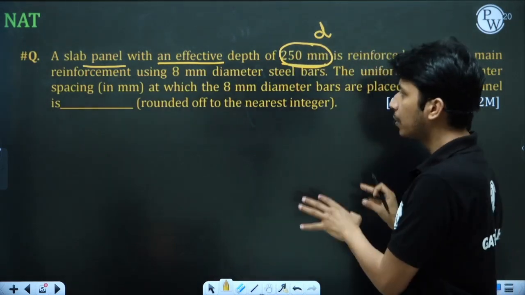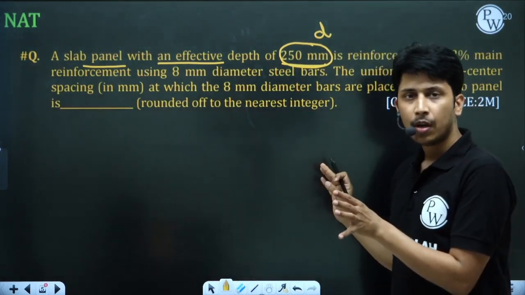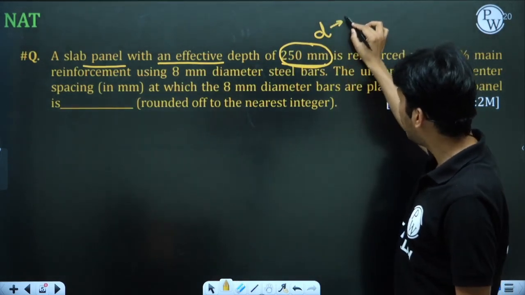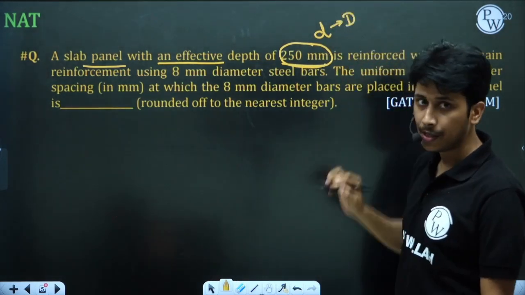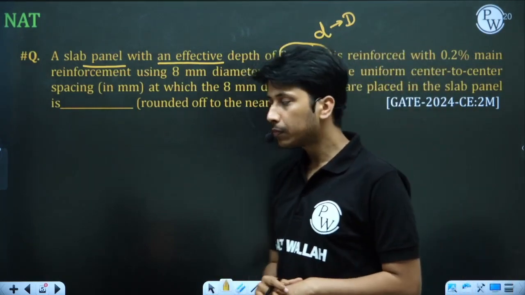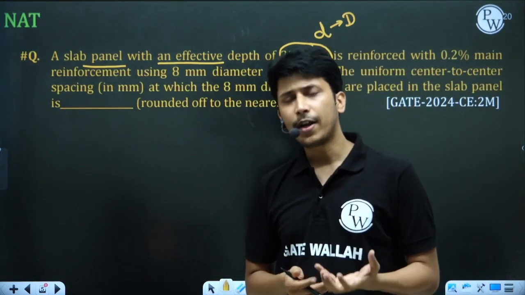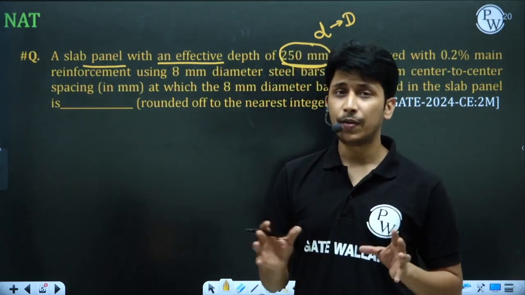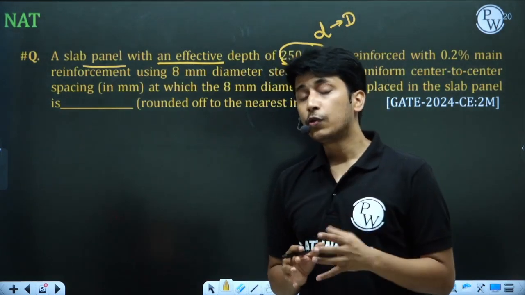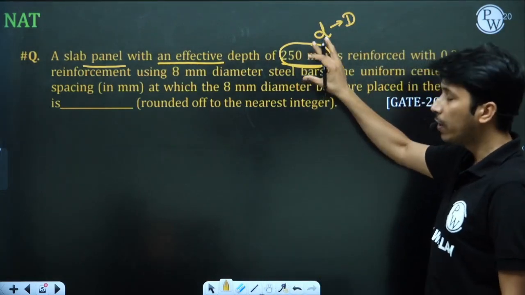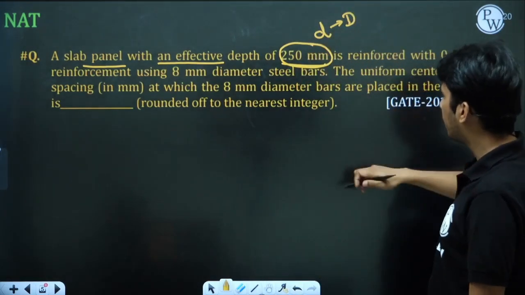Here in this question, clear cover is not given, effective cover is not given. We can take this effective depth nearly equal to total depth. We can take this because we have no option. So sometimes what GATE does, GATE gives you effective depth, it does not give you the effective cover or clear cover. So you do not have to assume those things. You have to assume the effective depth nearly equal to total depth. So in this question we are doing this.